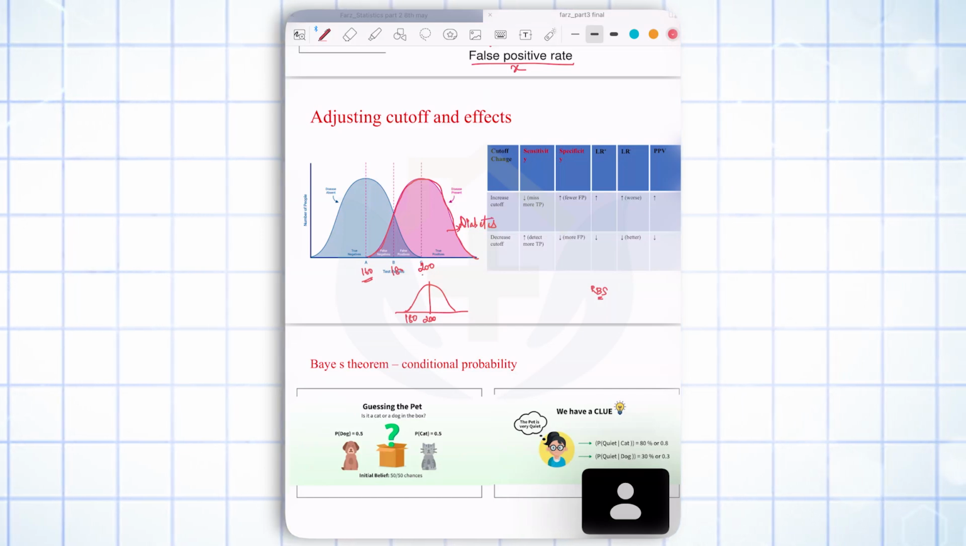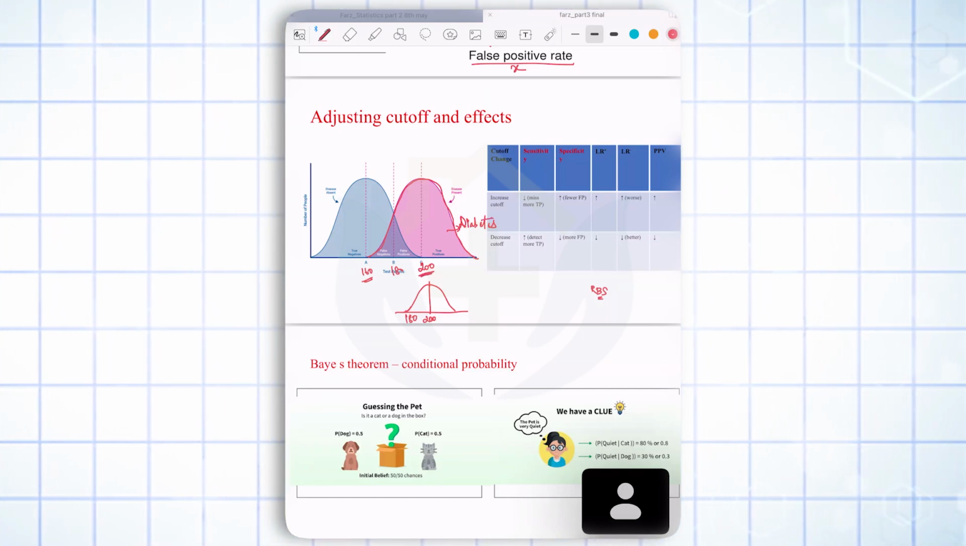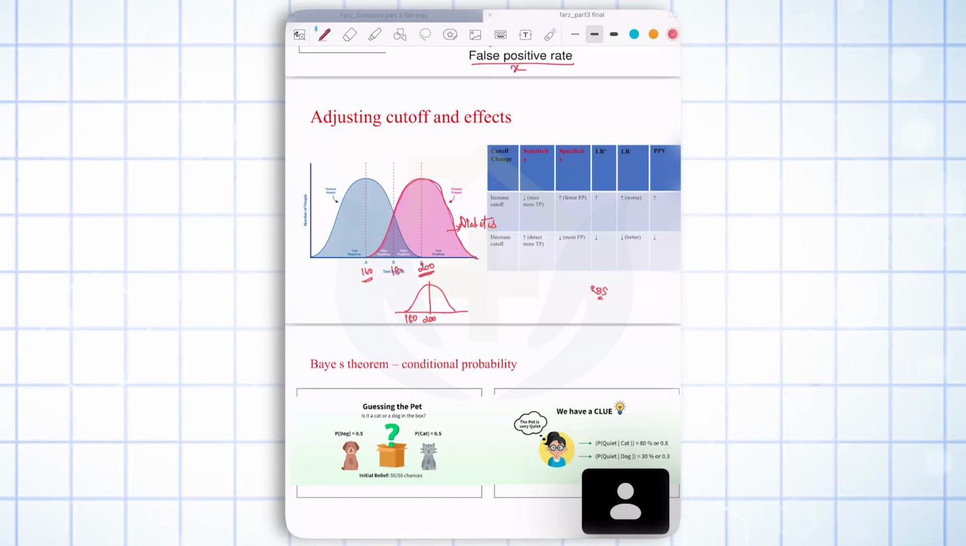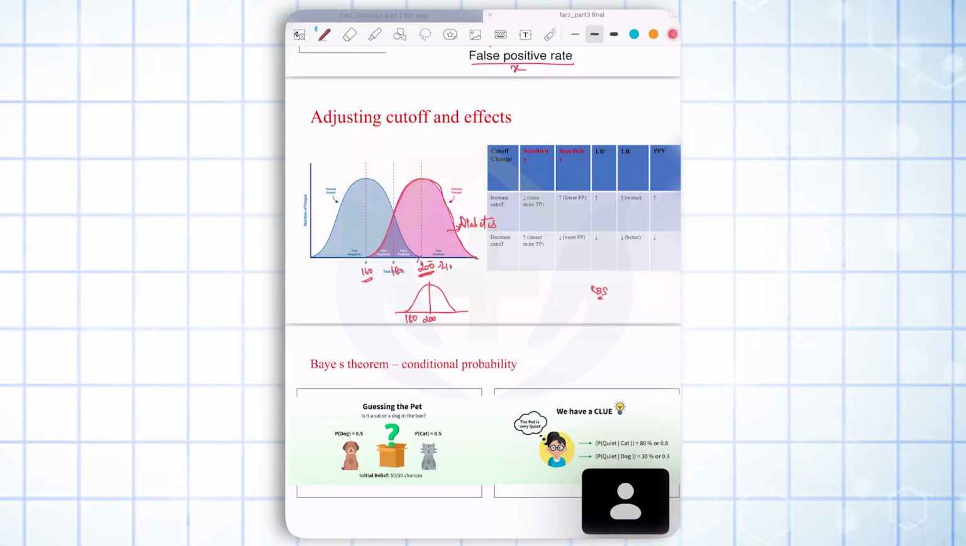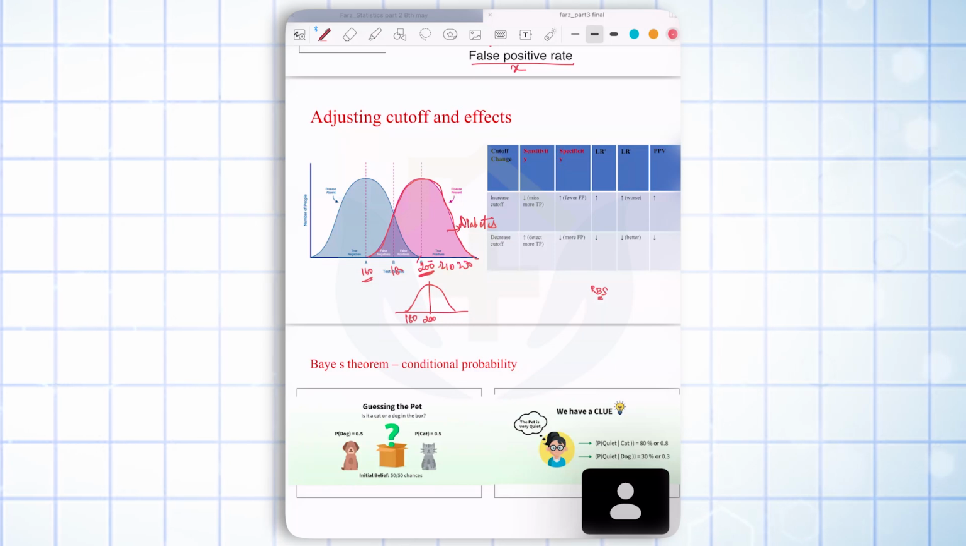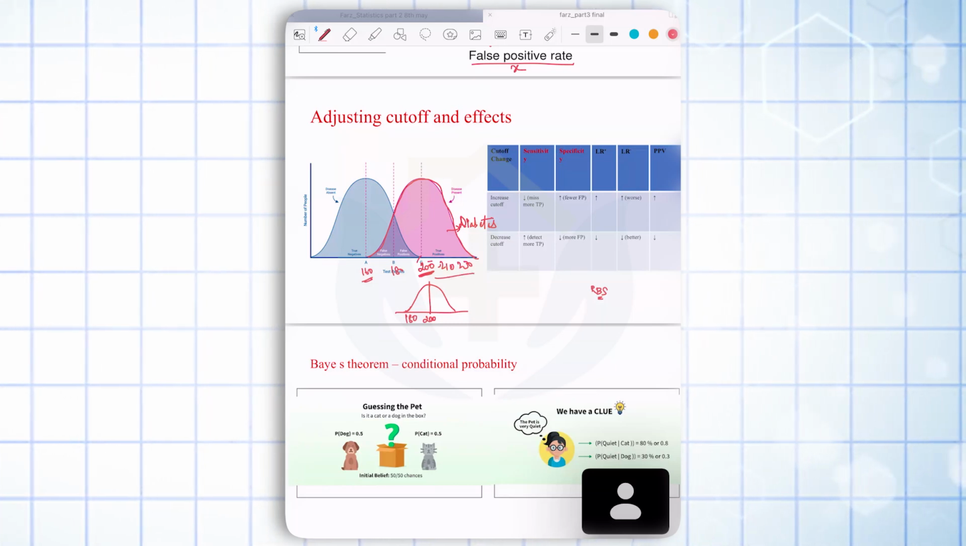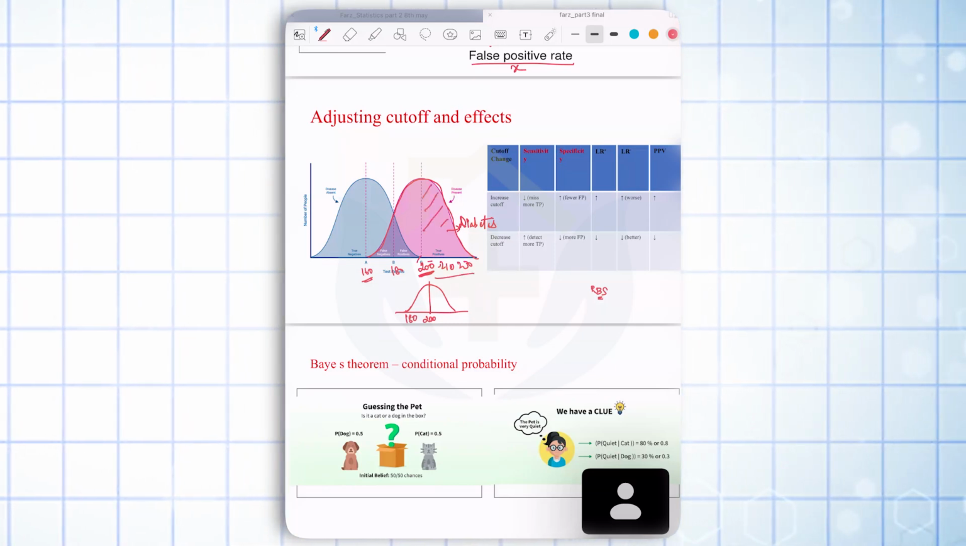Now, if you want to take this cutoff, let us assume that we are taking a cutoff of 200 to define diabetes. There's a high chance that whoever is falling on the right of it, 210, 230, they're definitely going to be diabetic. There is no doubt. So this is called true positives.